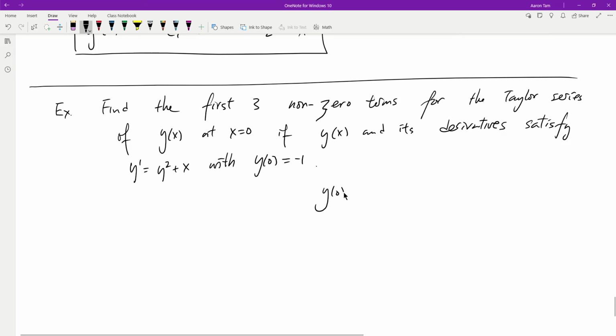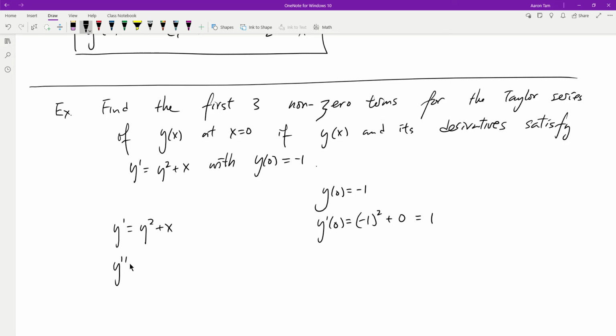So we know that y of 0 equal to negative 1. I know that y prime is equal to y squared plus x. So y prime at 0 would be negative 1 squared plus 0, which is 1. So remember, when they say y of 0 equal to negative 1, that means when x equal to 0, y is negative 1. So therefore, plug in 0 for x and negative 1 for y. So that's pretty good. So now let's do y double prime.